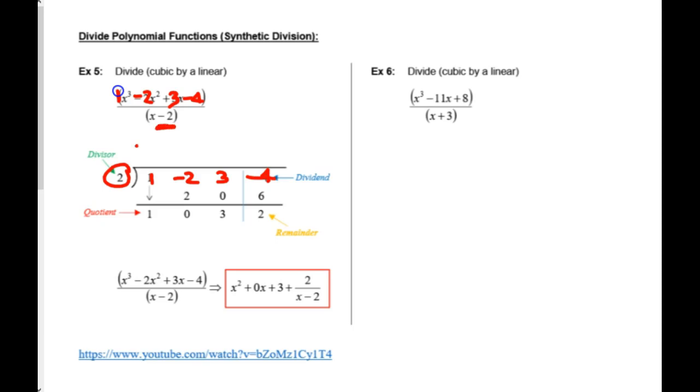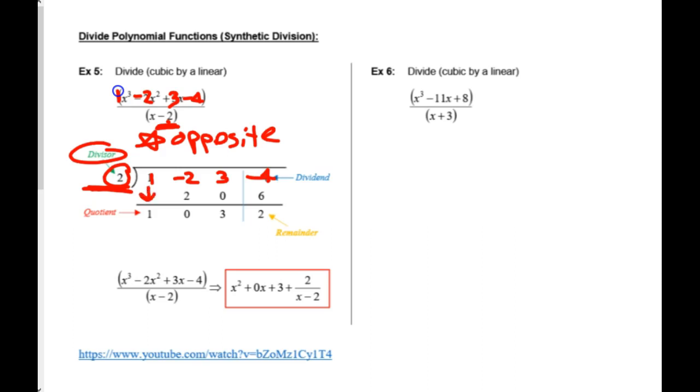And I want you to make a big note here. This is opposite. Does everyone see that the opposite of -2 is +2, okay? So when we're doing synthetic division, this divisor is the opposite of what you see there, okay? Now let me tell you, there's 2 steps to this, basically. Multiply and add. Multiply and add. Multiply and add.